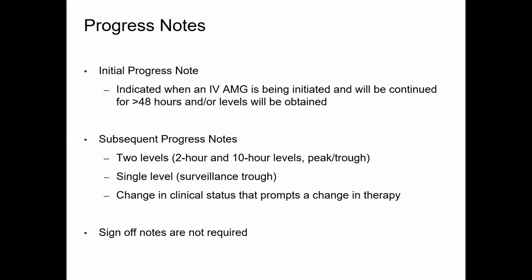Now, subsequent progress notes are to be written when levels come back or there's changes in therapy. So if we're doing extended interval dosing and you're getting a 2-hour and a 10-hour level, or in synergy dosing when the recommendation is for peaks and troughs, if you have 2 levels coming back, we should do the kinetics on them and write a formal progress note. If a single level is coming, meaning you're just doing surveillance troughs to make sure that the patient isn't accumulating their aminoglycoside, it is asked that a progress note is written to document that level.